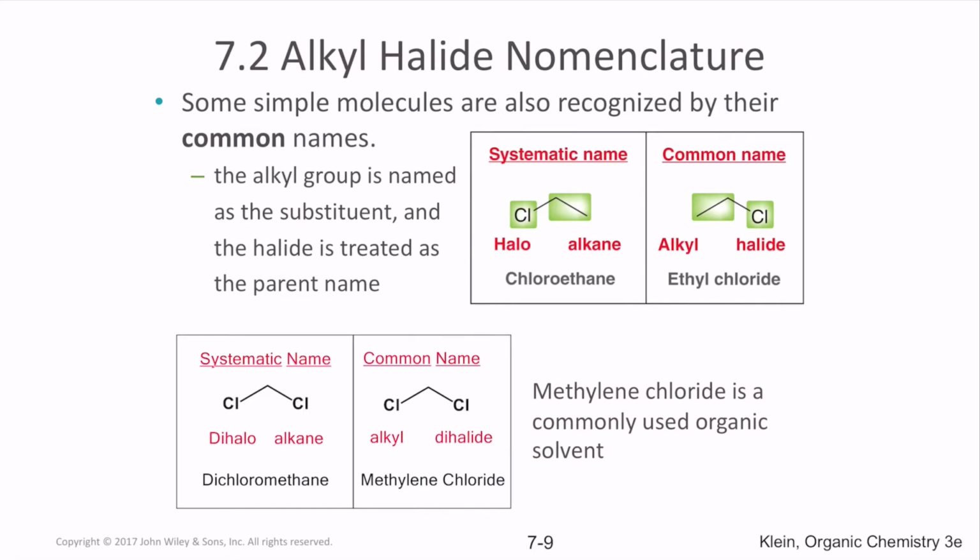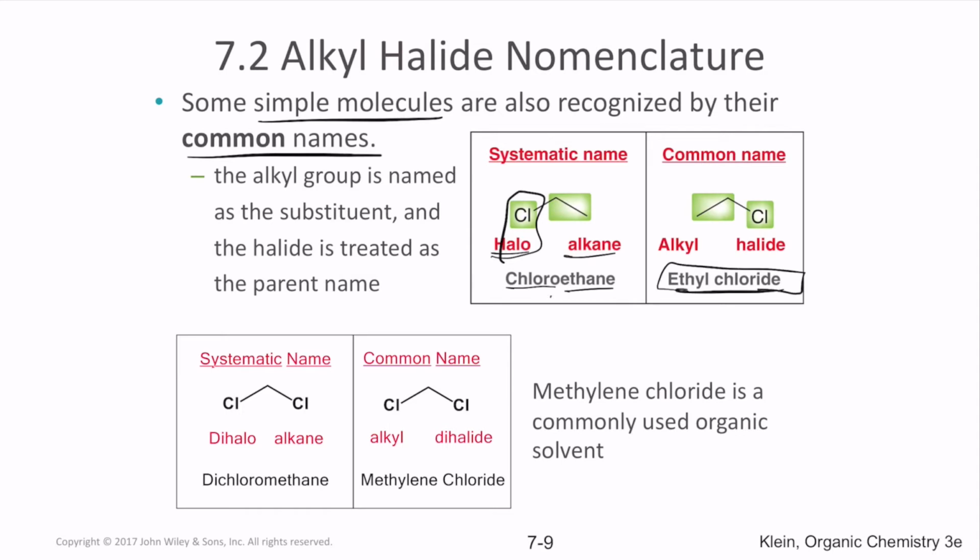Now, some simple molecules can also be recognized by their common names. The common name given to it is based on the halogen. For example, you can name a compound haloalkane depending on the halo and the alkane. So for example, chloroethane has the common name ethyl chloride. This is the common name that we use as well. So the systematic name is chloroethane. Ethyl chloride is the common name that you can use.